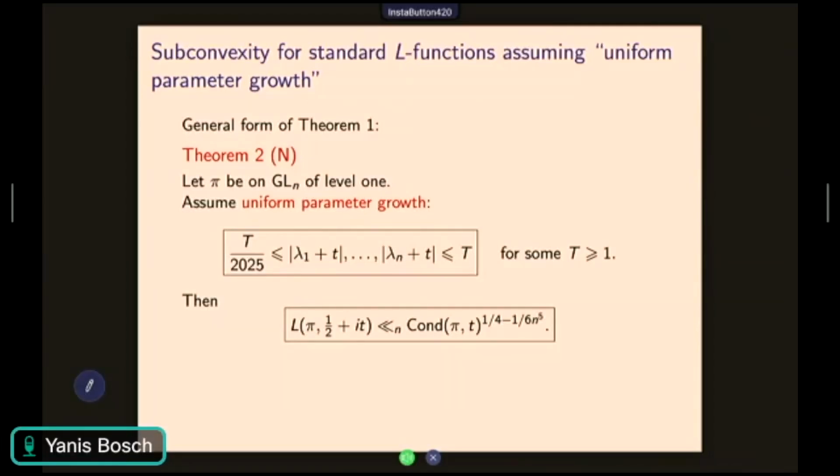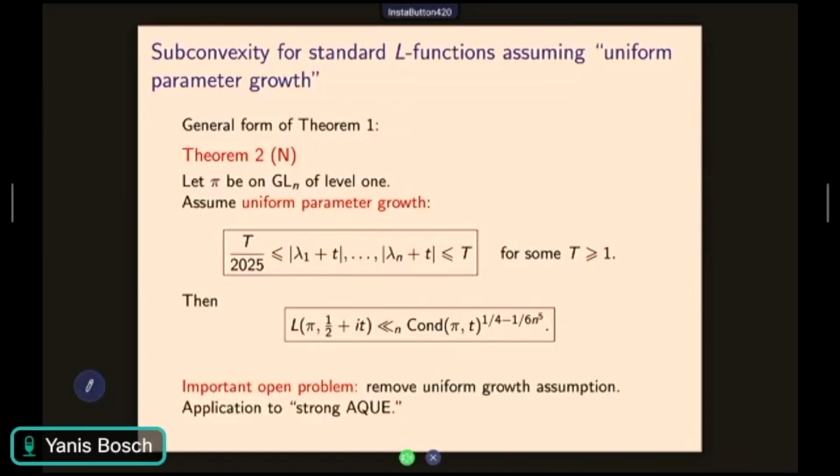It gets a little bit better every year that I present this, but it's not going to tend to infinity with t anytime soon, unfortunately. So relaxing that assumption is a very important open problem. Getting rid of this lower bound, requiring nothing, is the case that will be relevant for the application to quantum unique ergodicity, and so it's one of the main open problems in the subject still.